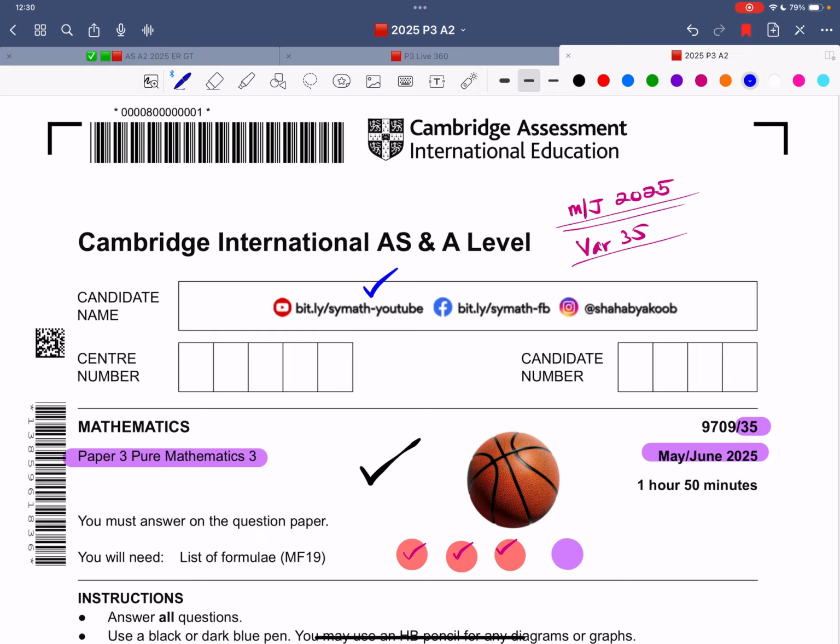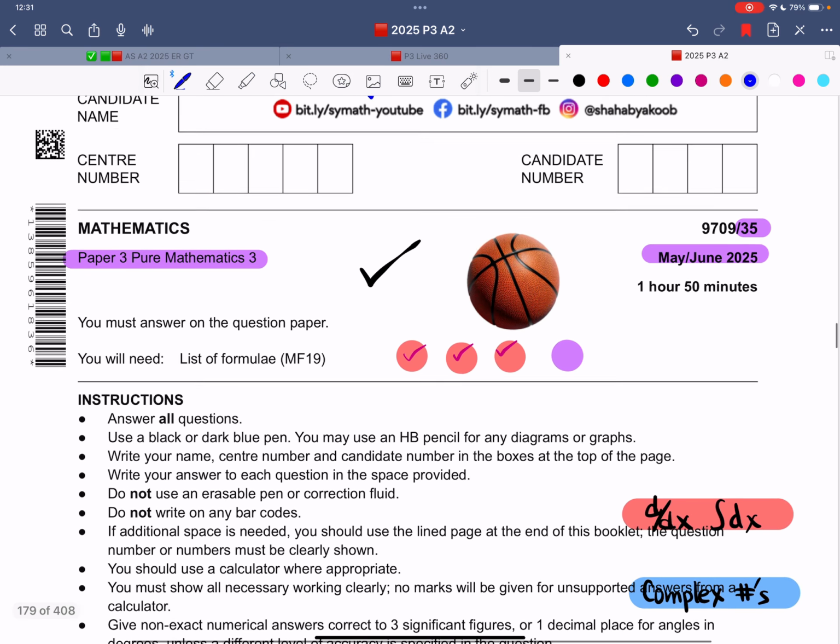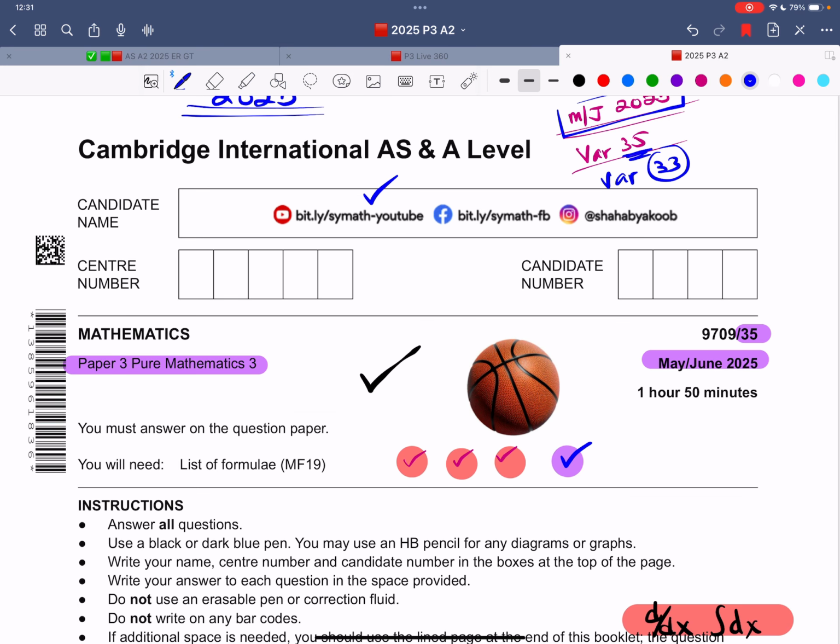So now in this series of videos, I'm focusing on the 2025 year papers. There were 9 variants in total. Now I'm focusing on May-June 2025, variant 35 and variant 33, and let me focus on differential equations. There will be one question on differential equations in variant 35 and one in variant 33. So this video will contain these two questions.